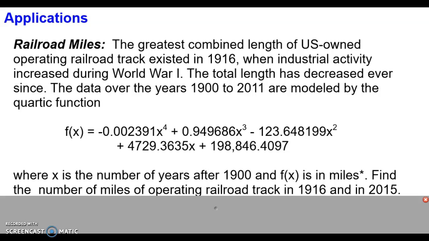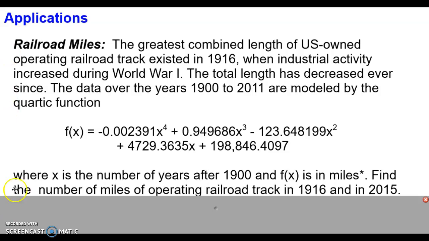So they looked at all the data, they decided that a degree 4 polynomial would be the best fit for that data, most closely model it. So they came up with this really long formula that we're going to use here. We'll talk about how they got that, how we can use our calculators to get that if we have the actual data, in another video.